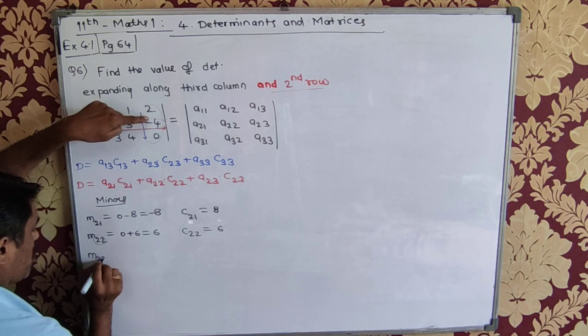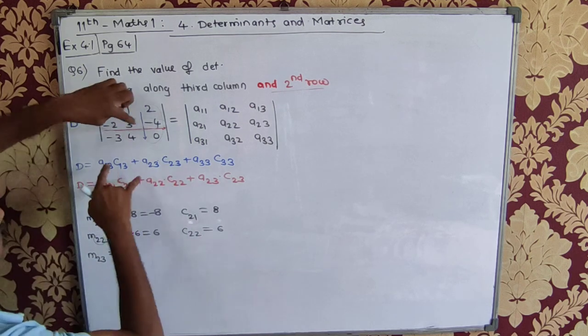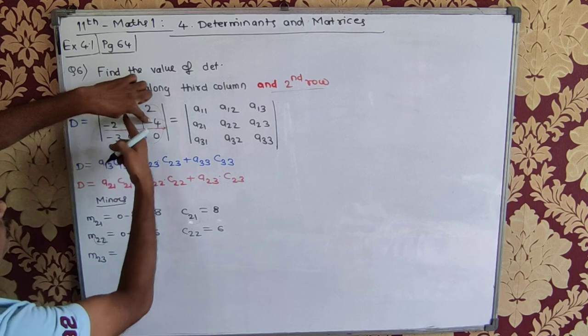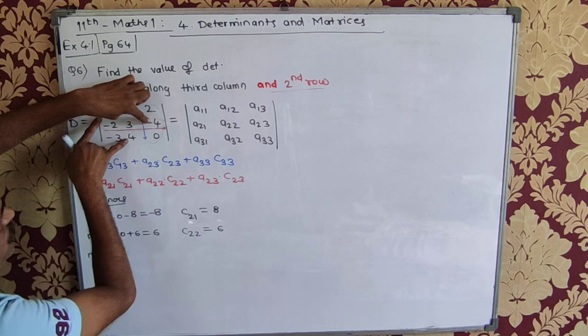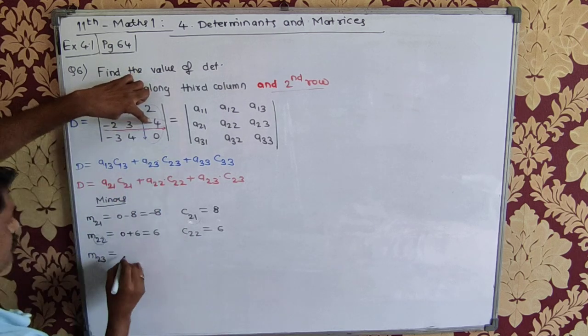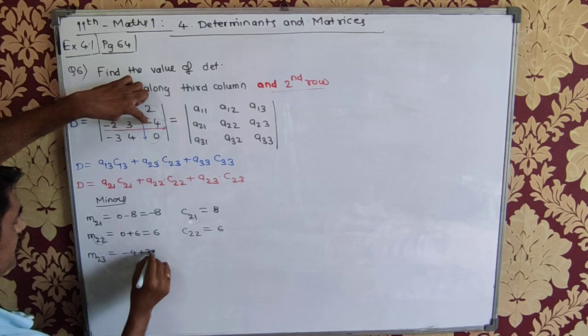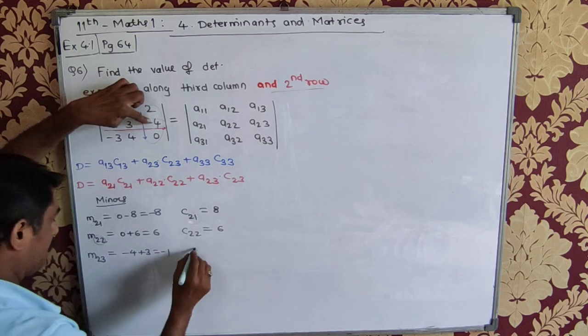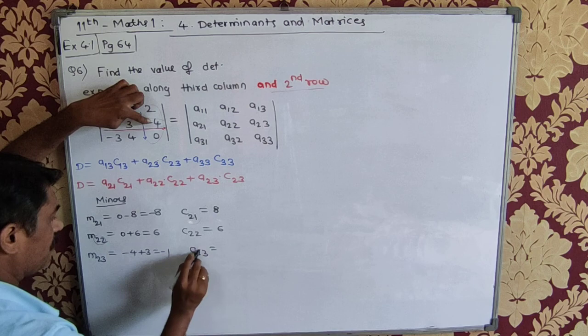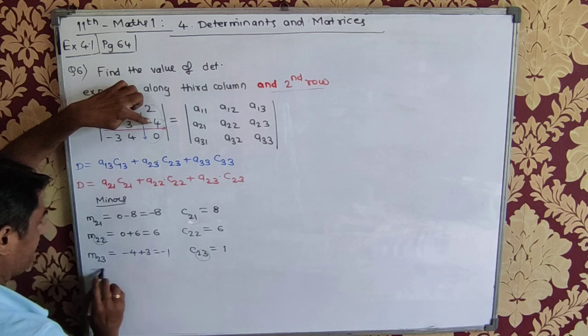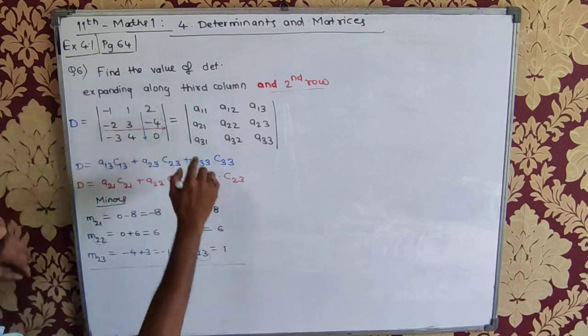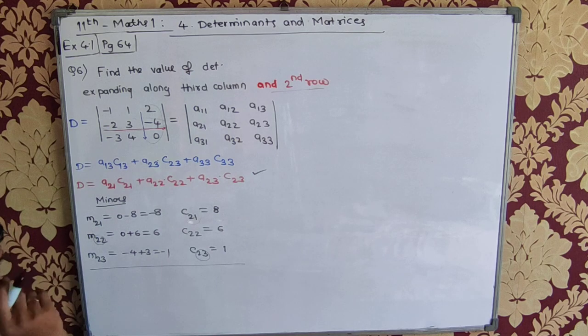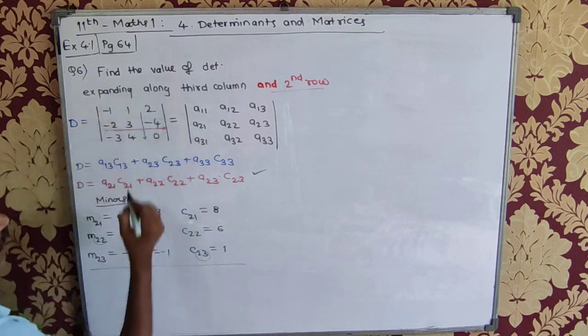Then M23: minus 4 plus 3. Correct? Yes, that is equal to minus 1. What will C23 be? Odd number, so plus 1. These are the minors and cofactors for the second row. Done. Okay, now I want it for this column.